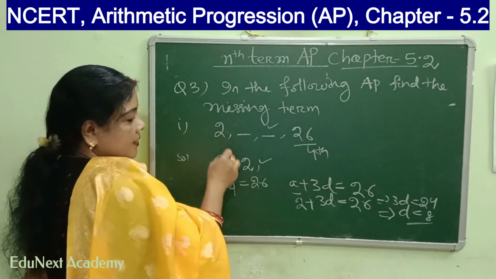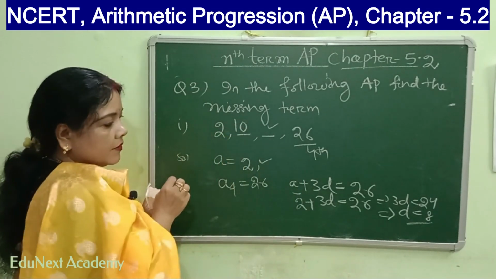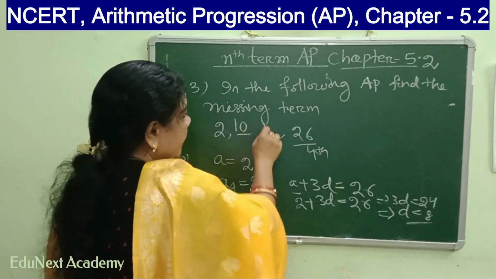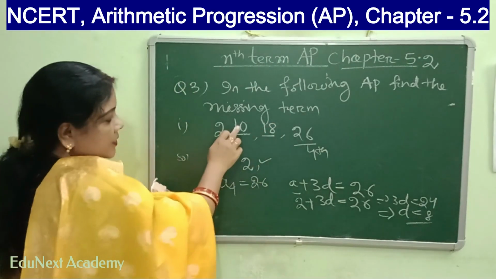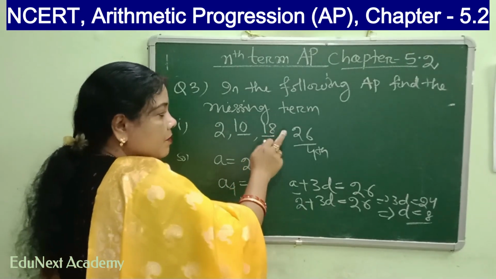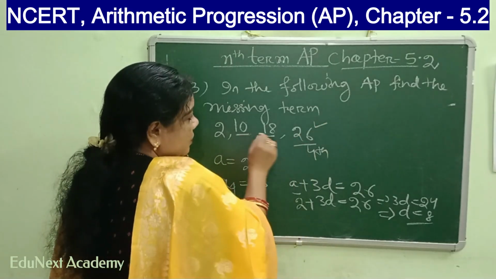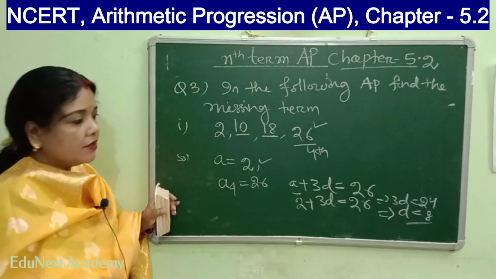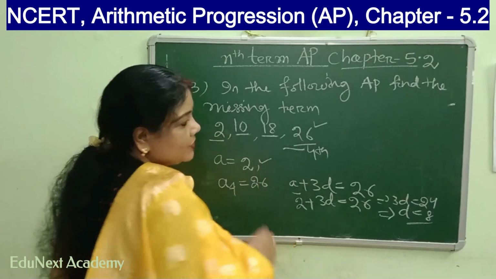2 plus 8, that means 10. Then after that we will get 18. That means 10 plus 8, that is coming as 18. 18 plus 8, that is 26. So 10 and 18, these are the missing terms between 2 and 26.